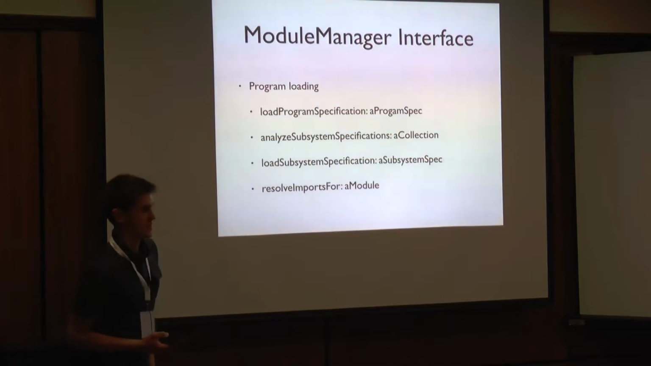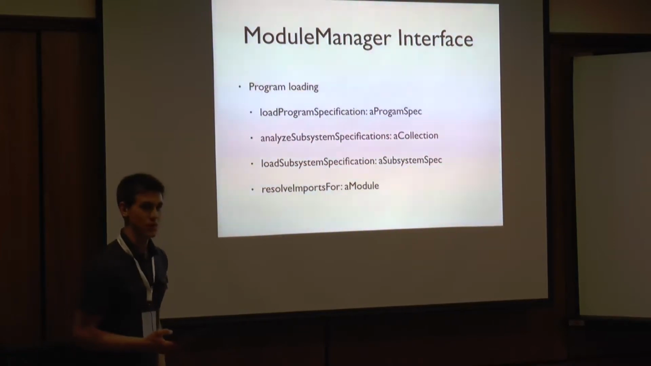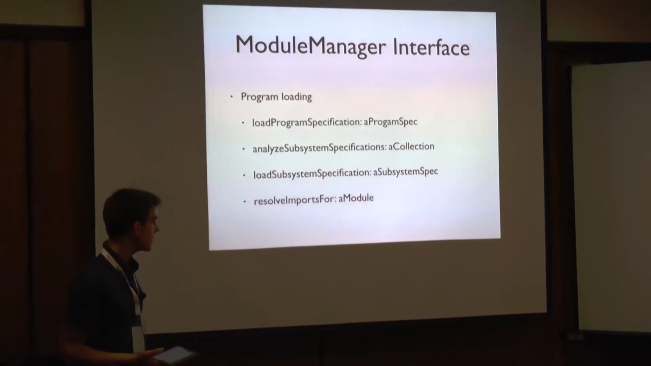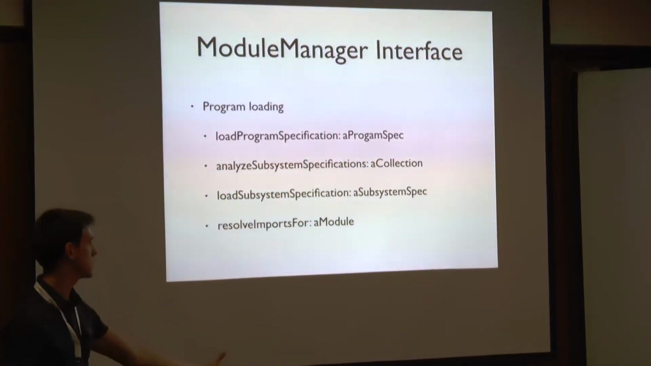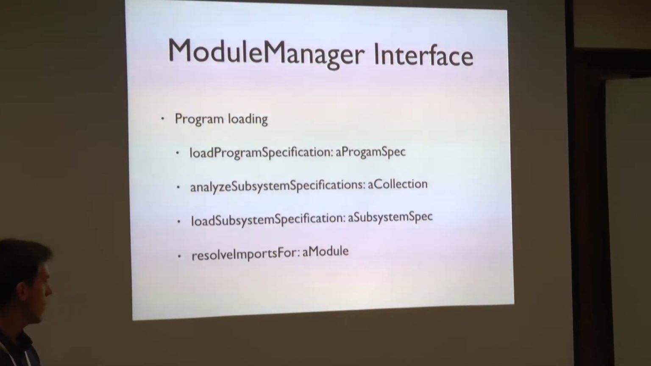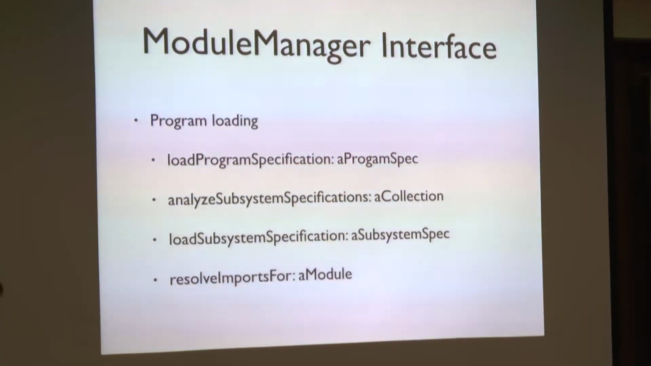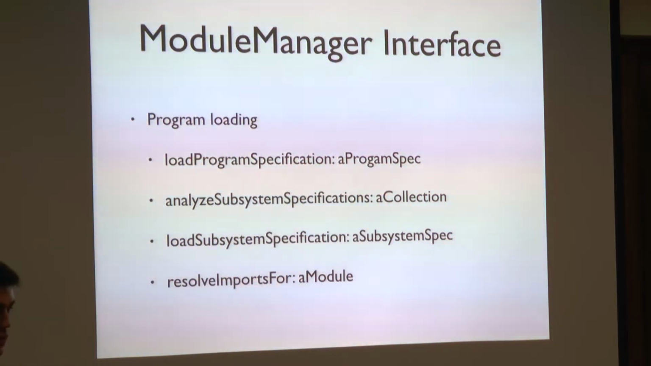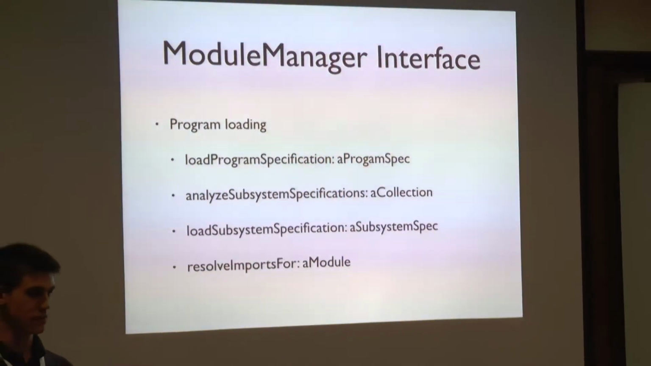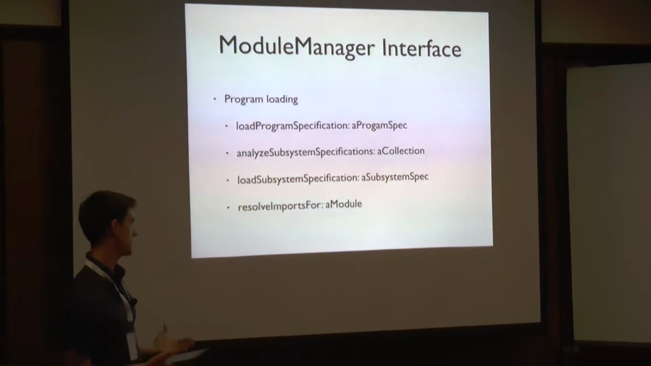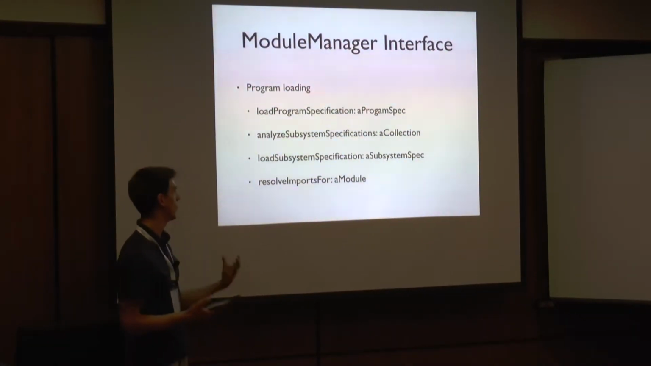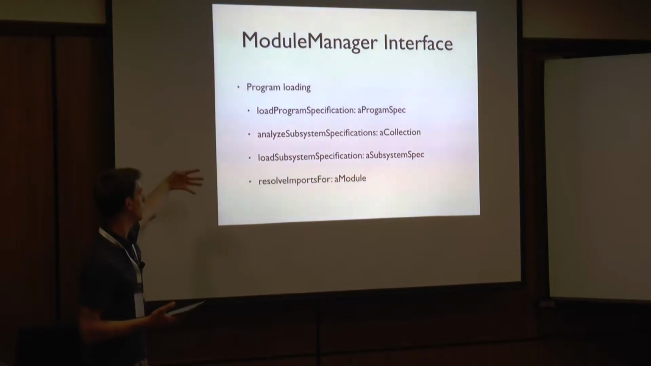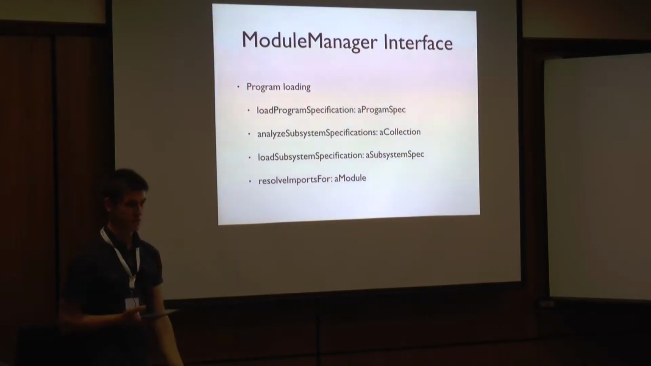So what kind of interface does our module manager need? Well, we need to be able to load a program from a specification. If you remember yesterday, I talked about the different steps of building the semantic model. For a program, it involves these four things: loading the program specification, analyzing the subsystems for errors, making sure there are no cyclic imports, loading the subsystem specifications, and resolving imports for the program. So these are the four methods that need to be in our module manager's interface.